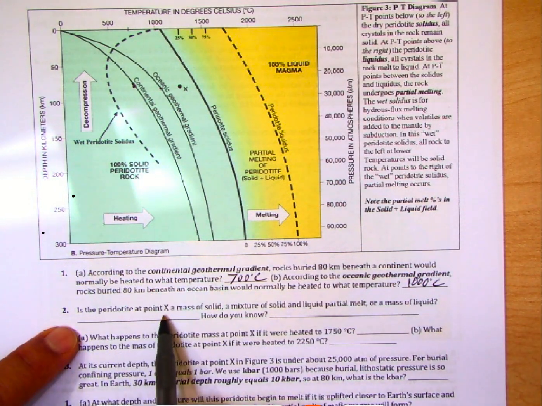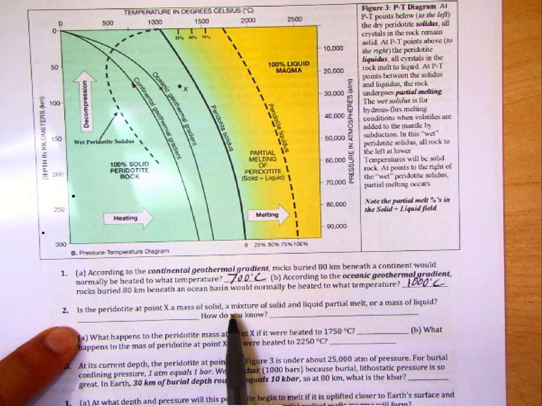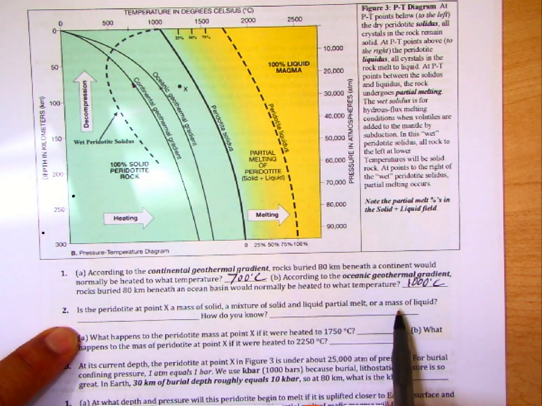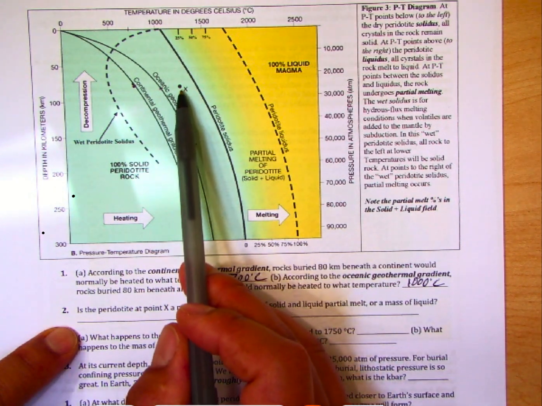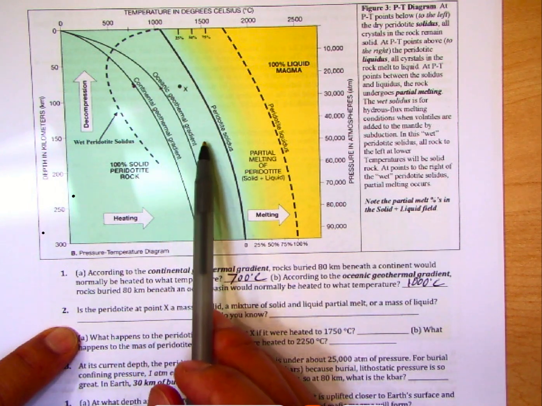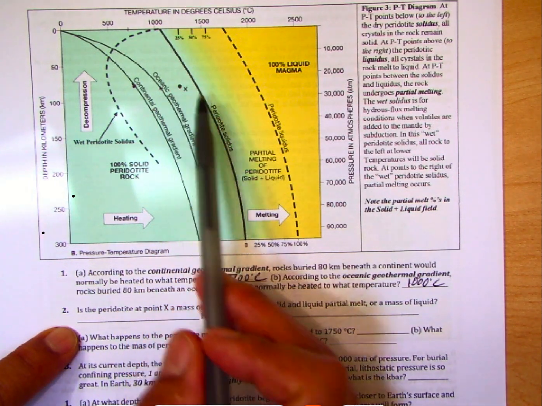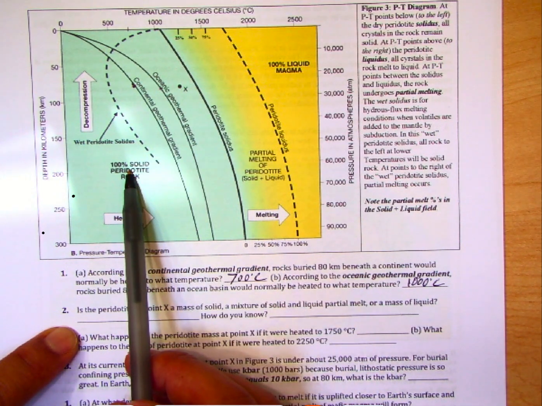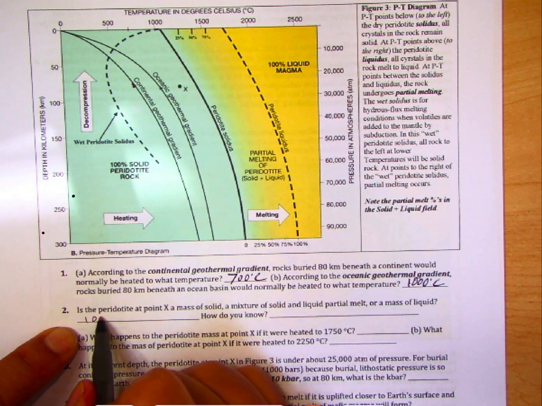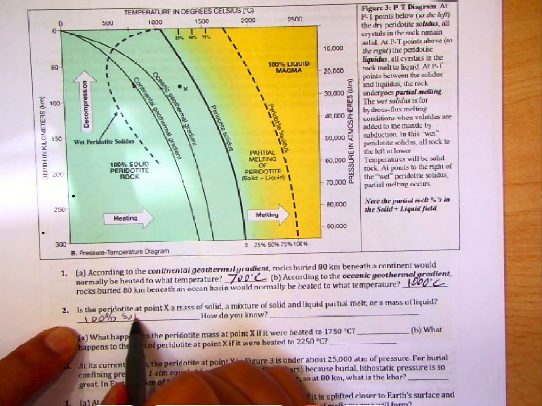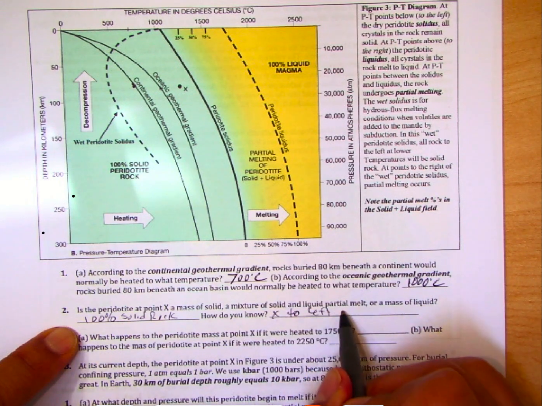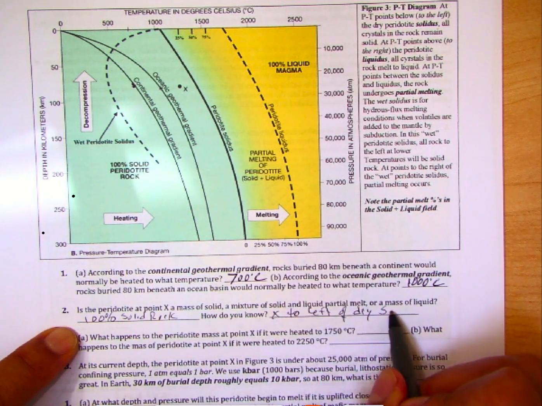If your peridotite at point X, is it a mixture of liquid, partial melt, or is it a massive solid? And if we look at it, note that point X sits to the cooler side of this peridotite solidus. So whenever you cross this line, you're going to see partial melting. If you're on the cooler side of that, you're at 100% rock, right? So we have 100% solid rock. And how do you know? It's to the left of, and let's call this the dry solidus.